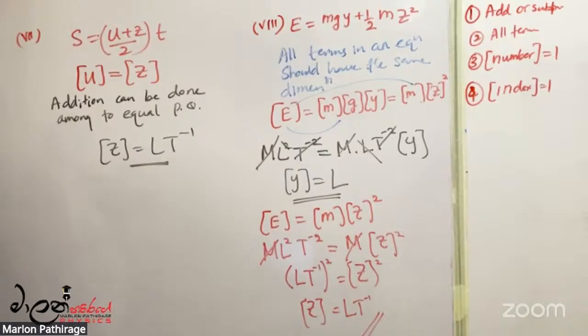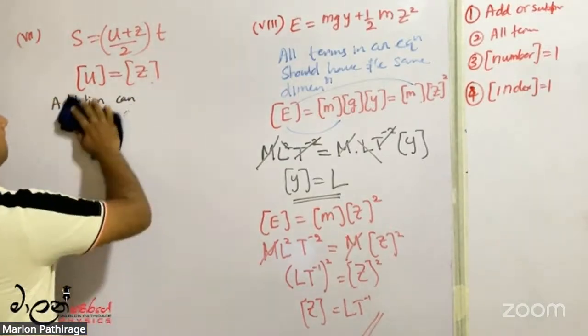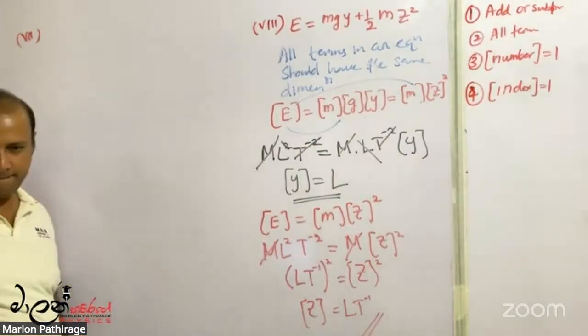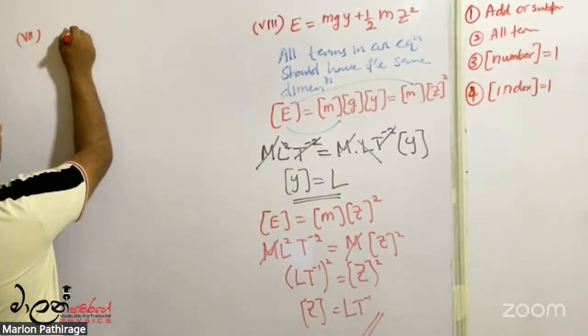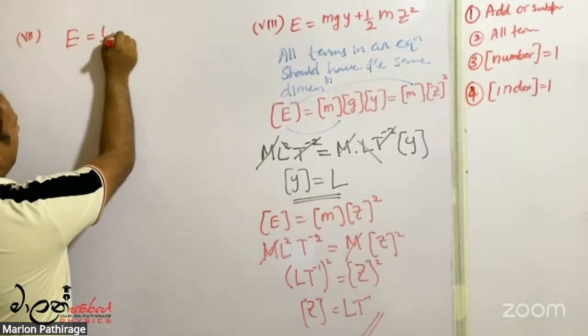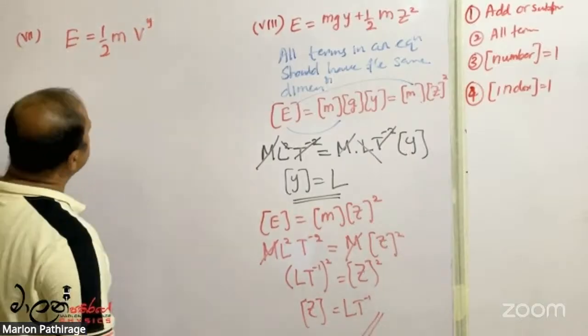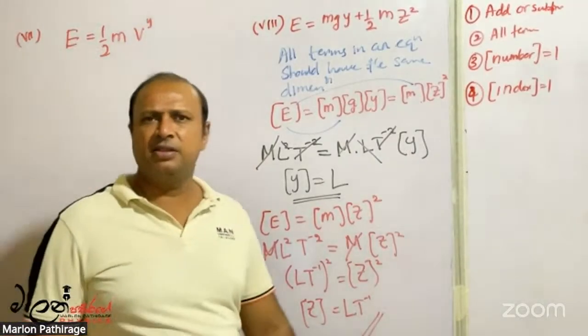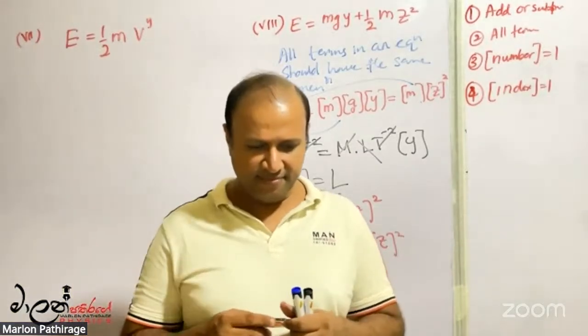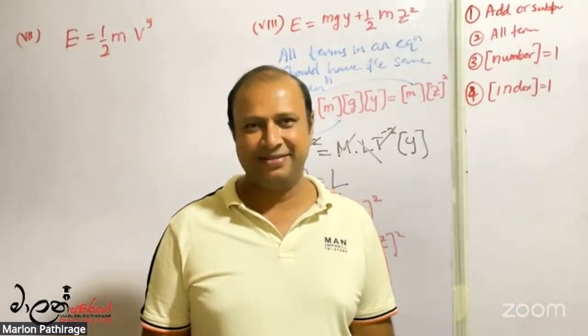It is equal to m v to the power y. What is the dimension of y? How did you say that? Rule number 4.